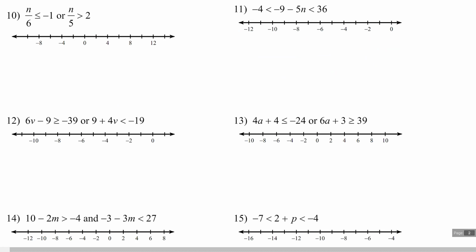For question 11, we have a compound inequality involving and. So we can break this up into 2 separate inequalities. So I can solve -4 is less than -9 minus 5n. And then solve that second part by rewriting the middle: -9 minus 5n is less than 36. And then solving each inequality separately.